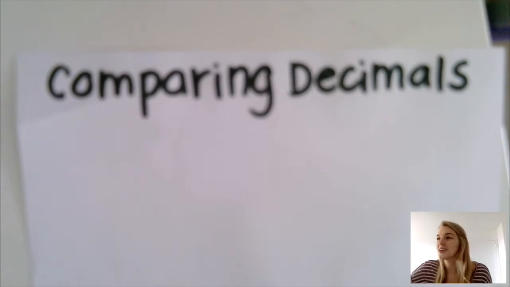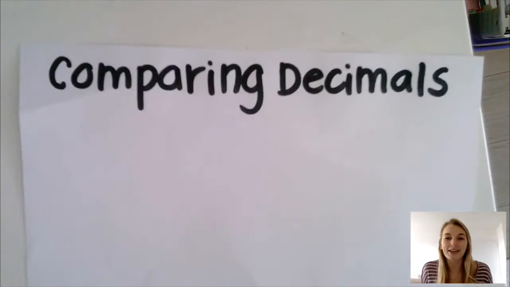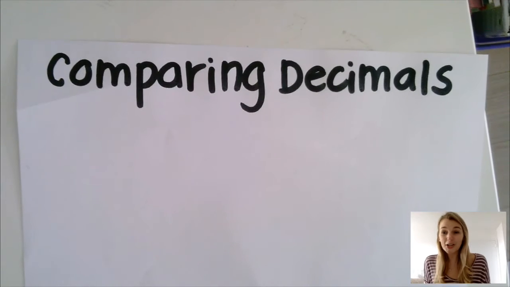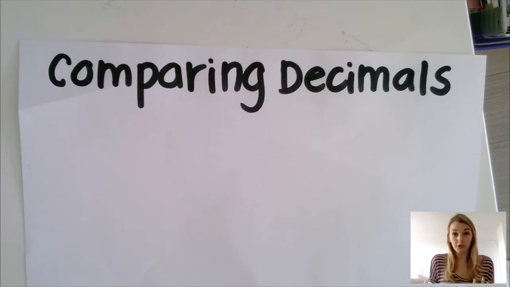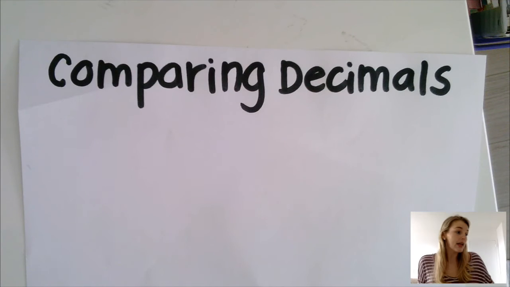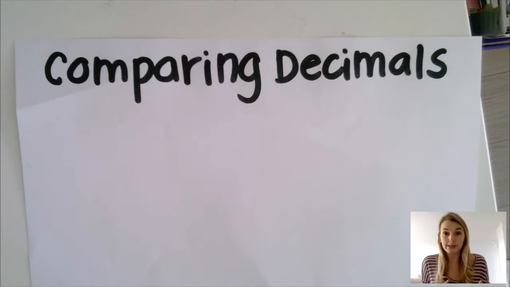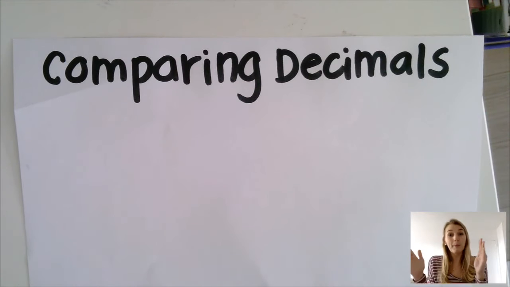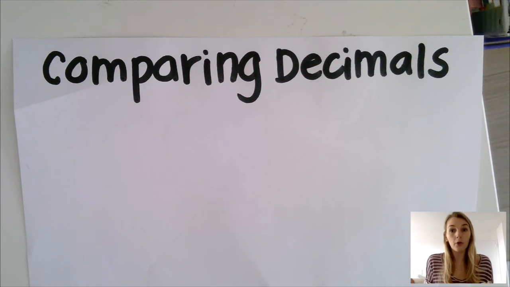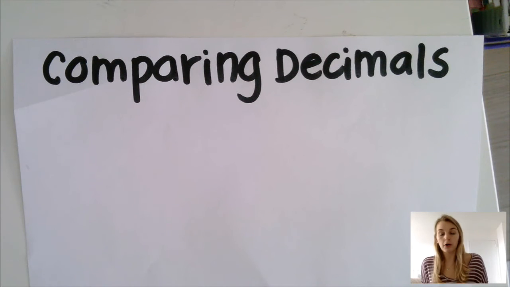Good morning, fourth graders. Today we are working on comparing decimals. Yesterday you were comparing decimals with models and with number lines. Today we're going to be comparing decimals just by having 2 or 3 decimals and seeing which one is greater, less than, or equal to. Or sometimes it's going to ask you to put them in order, or order them. That means just put them in order from least to greatest or greatest to least.